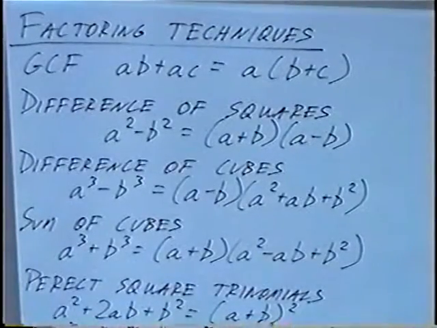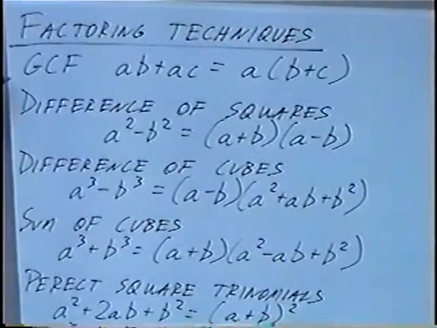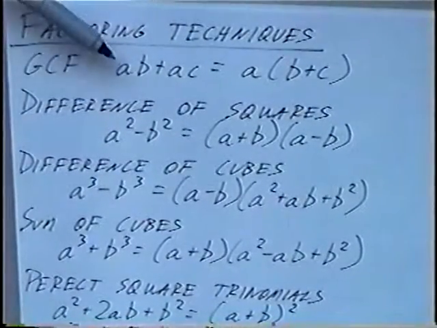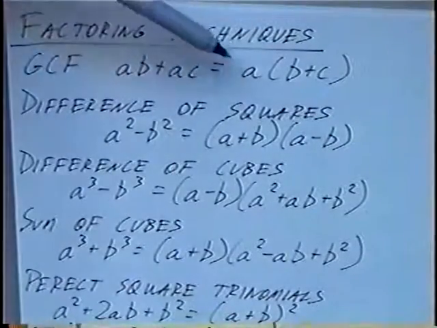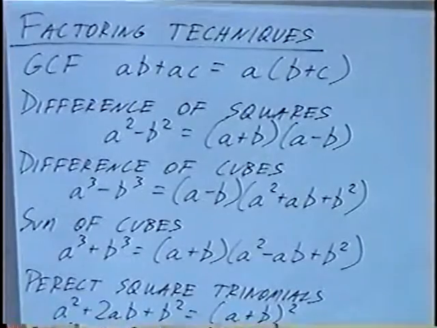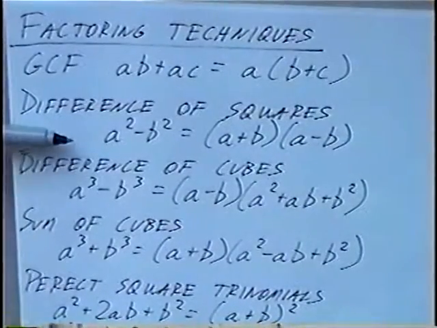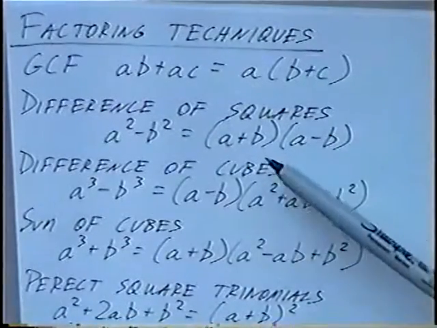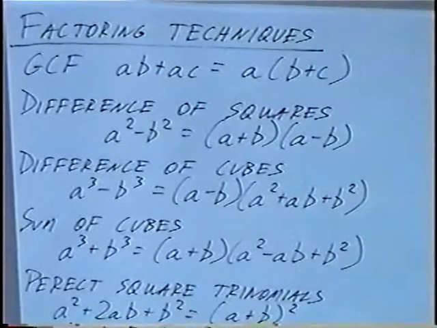There are several different types of factoring techniques. The first one, the basic one, is GCF, or greatest common factor. If there's a common term like a, you can take it out of both expressions, factor it, and write the rest in parentheses. Difference of squares: if you have two terms that are perfect squares you can take the square root of, the factors would be two parentheses, a plus b and a minus b.